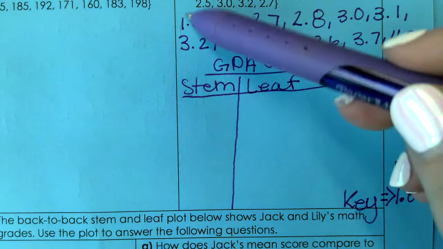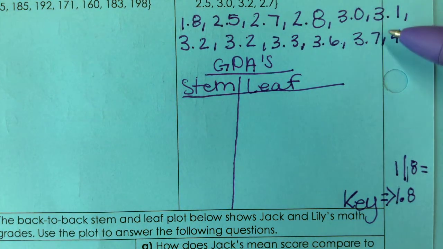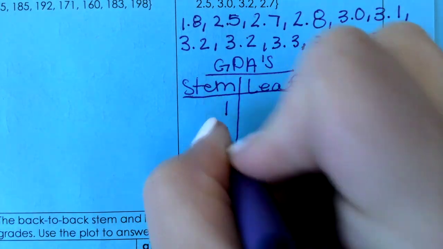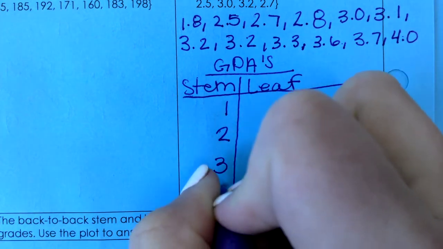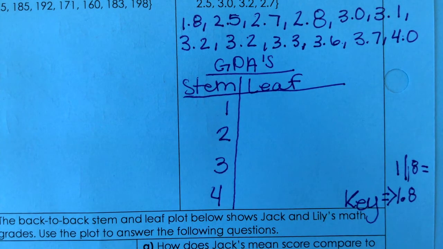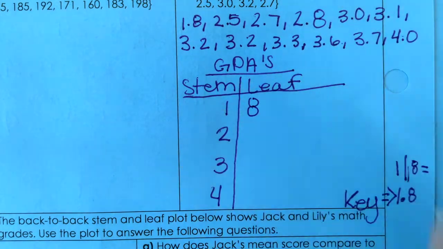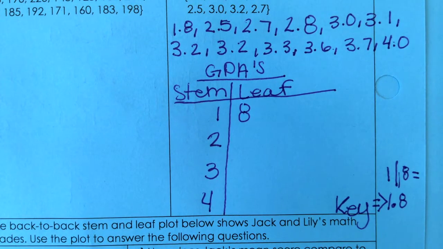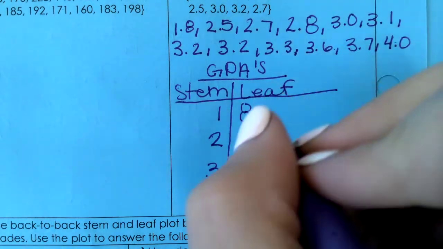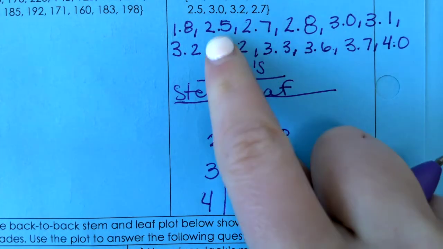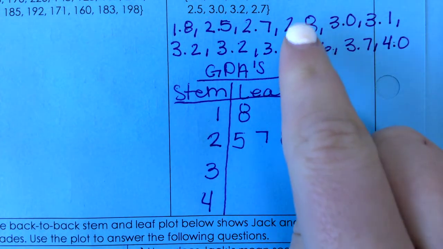Okay, so I see that I have 1s, 2s, 3s, and 4s. So for my stems, I'm going to have 1, 2, 3s, and 4s. What's going to come after my 1 on my first one? It's going to be an 8. Because remember that decimal and my key over here is that line. I don't have any more 1s. What will be for my 2s? 5, 7, and 8. Because I have 2.5, 2.7, and 2.8.